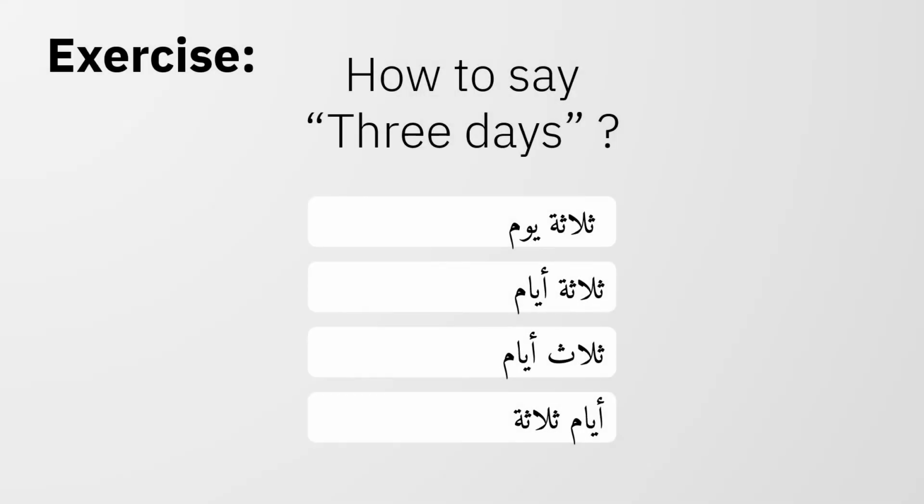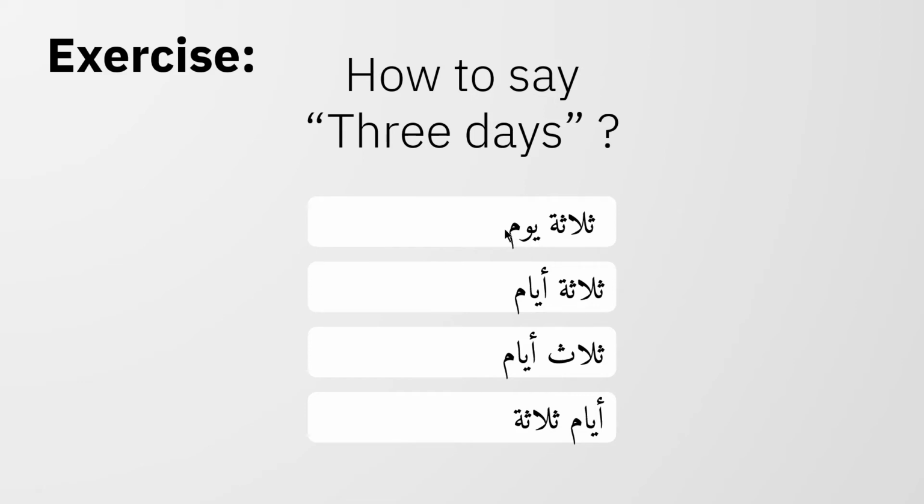Now, how to say 3 days? Pause the video and give it a try. Well, we know that 3 means ثلاثة and it's in the feminine form. And يوم means a day, a singular day. And the noun is masculine. So, how can we say 3 days? Is it ثلاثة يوم? No, it's incorrect.